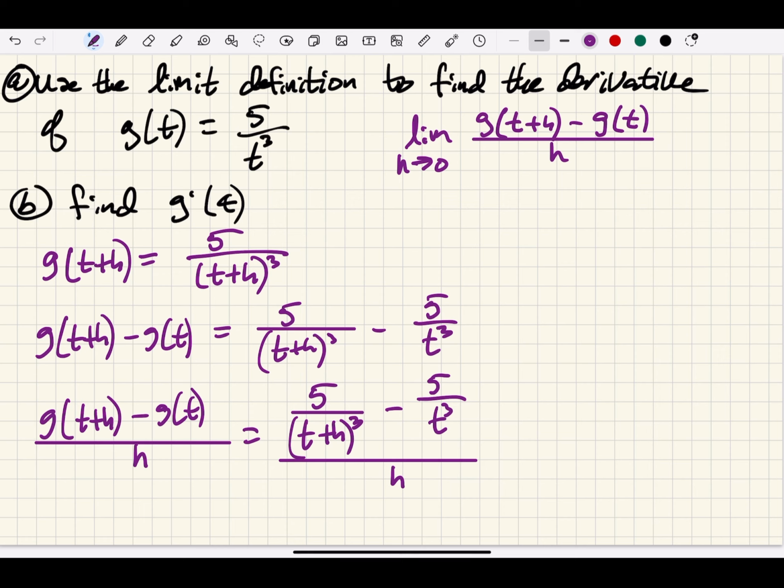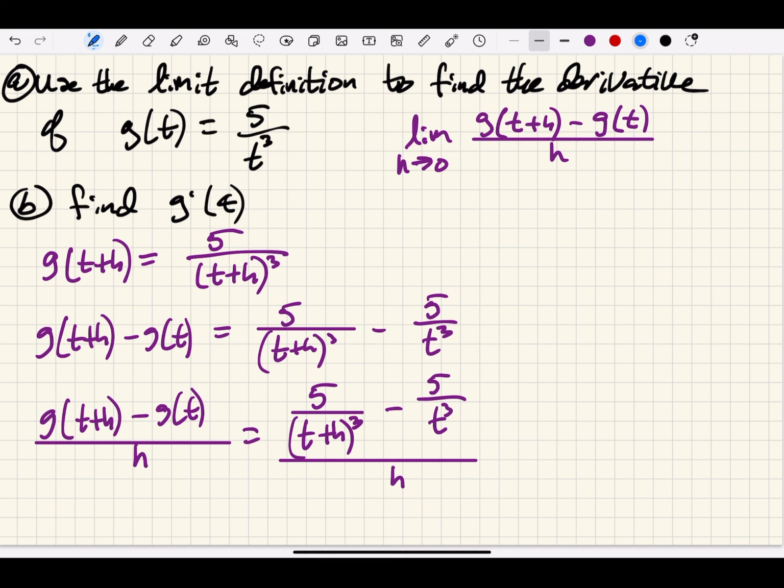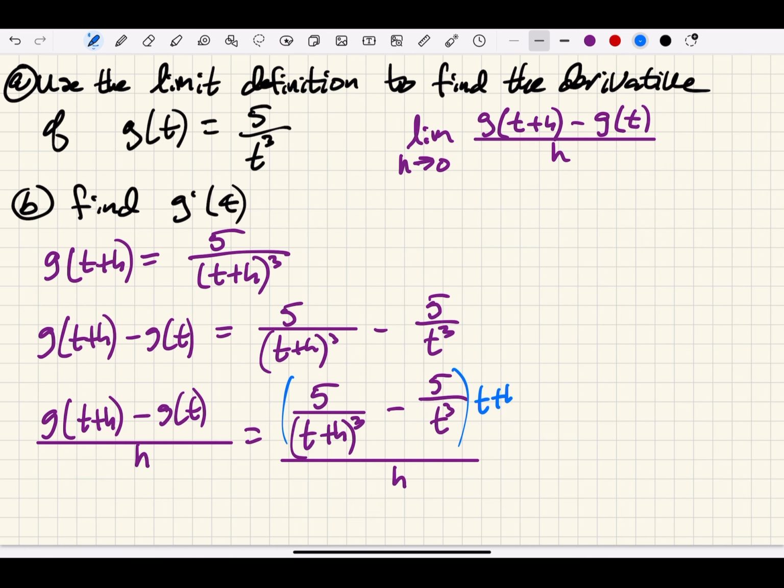Now what we realize that we have here is a complex fraction. So we will simplify that complex fraction by multiplying the top and bottom by the lowest common denominator that we see in all fractions in the complex fraction. So that will be t plus h cubed times t cubed.